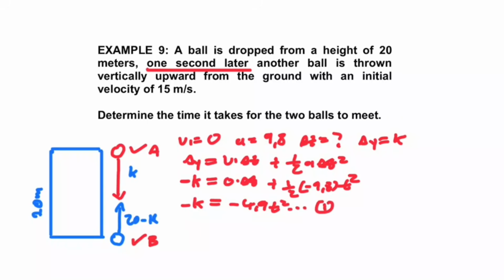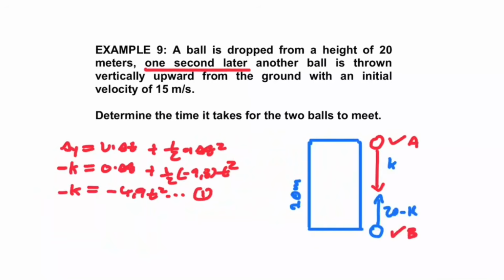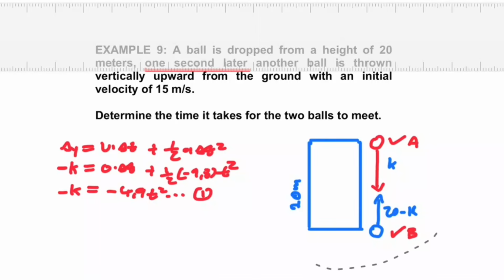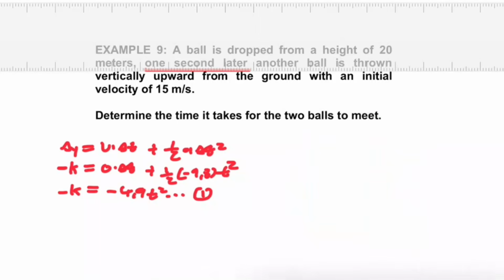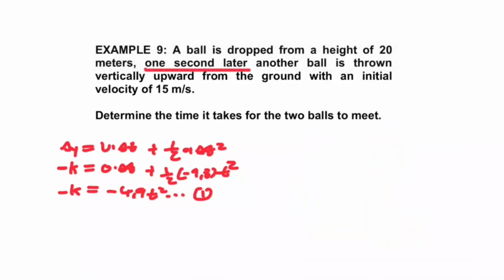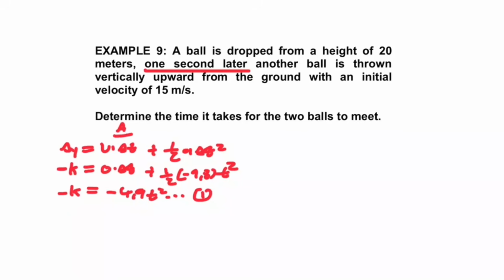And then we can use ball B to find equation 2. We're going to use the same equation for ball B, but we must remember that delta y, the displacement for ball B, is 20 minus k. If we remember that, then we should be good to go. So let me go ahead and erase that and carry on with the problem. This is for ball A, and then for ball B, substituting into the same equation, we're going to have 20 minus k equal to 15 multiplied by delta t.